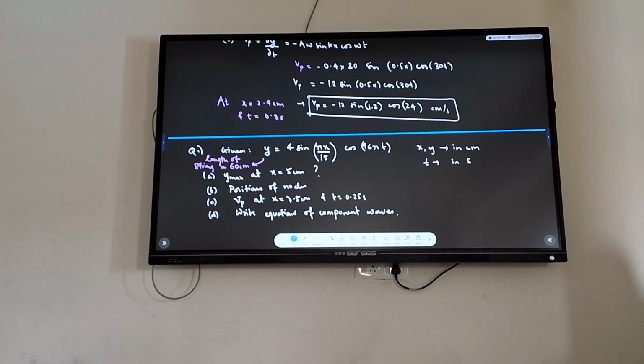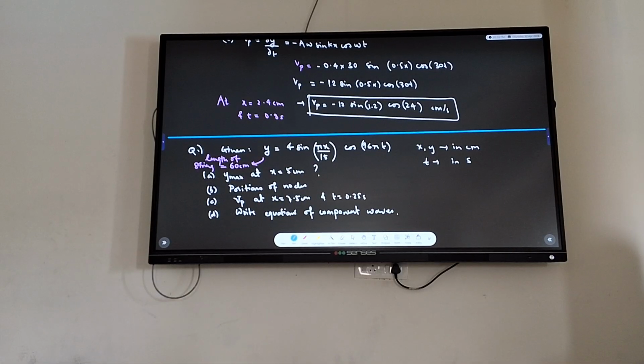Maybe 7.5 centimeters. 7.5. No, that's incorrect. There can be multiple positions of nodes. At least 7.5 centimeters. So then 7.5 is the wrong interval. You're missing by a factor. Sir, 0, 15, 30, 45. Yes. It's 15, not 7.5. 0, 15, 30, 45 and 60. These are the positions of the nodes. What about Vp?